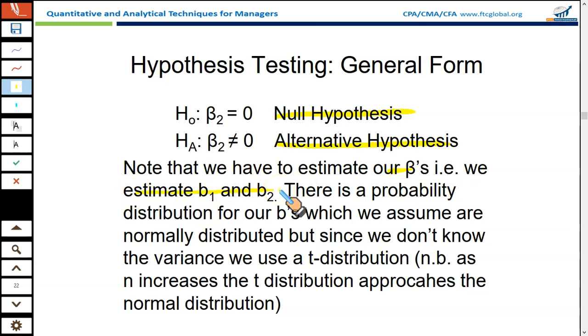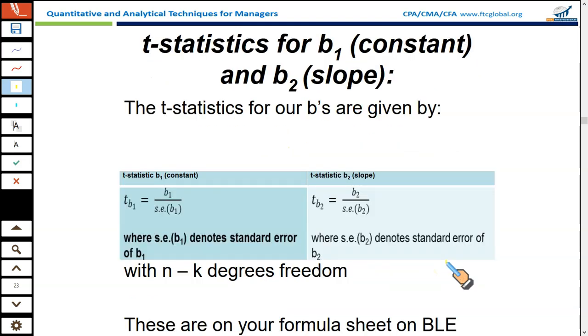So the issue is that the probability distribution may be normally distributed, but since we do not know the variance, we use a t-distribution. Remember, the t-distribution approaches the normal distribution when n becomes larger. Remember, in the previous example we did, n was 5. So clearly when n is beyond 30, the t-distribution becomes a normal distribution. We discussed that previously. So we use t-statistics for B1, the constant, and B2, the slope.